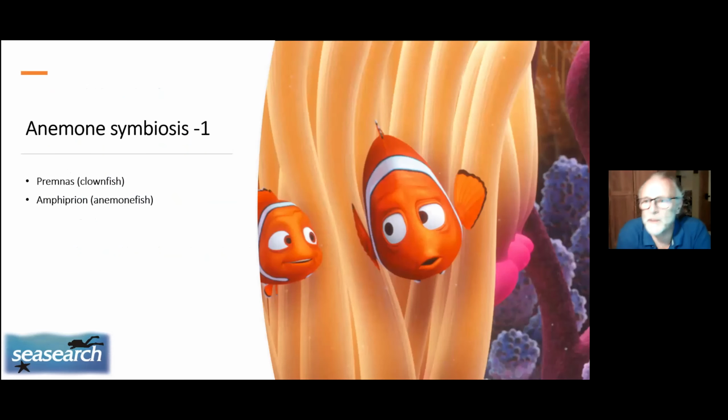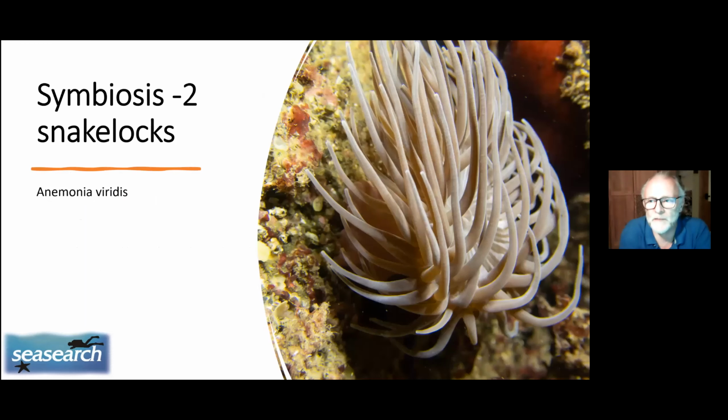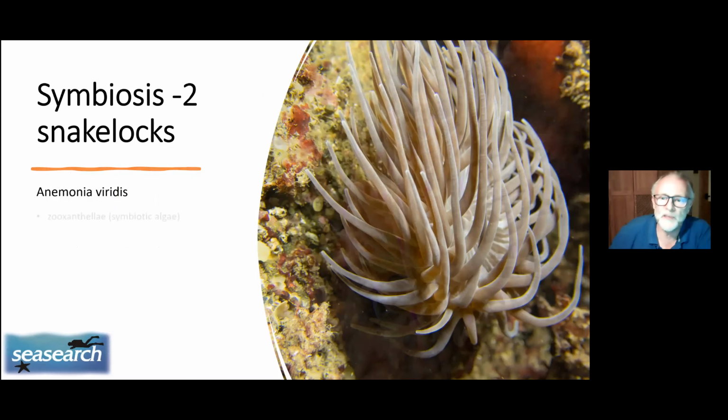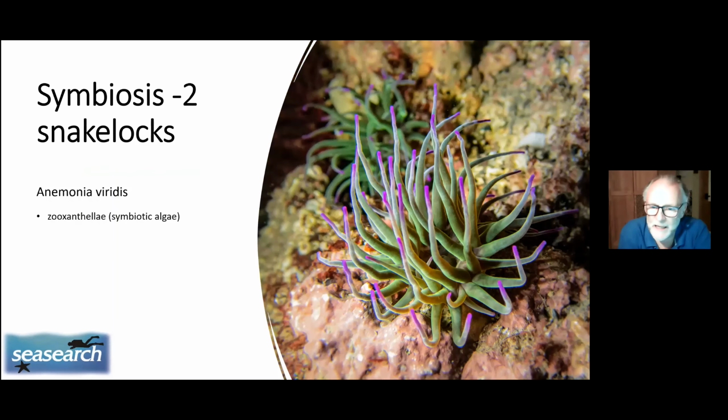Understanding something about symbiosis is also helpful in identification. The famous example, of course, is Nemo and his anemone, the anemone fish and the clownfish. In our waters, what we have is examples of symbiosis with the snakelocks anemone. This is the snakelocks in its usual, only sort of natural drab color. But once the symbiotic zooxanthellae inhabit the snakelocks, it gives us this beautiful color of greens and pinks.